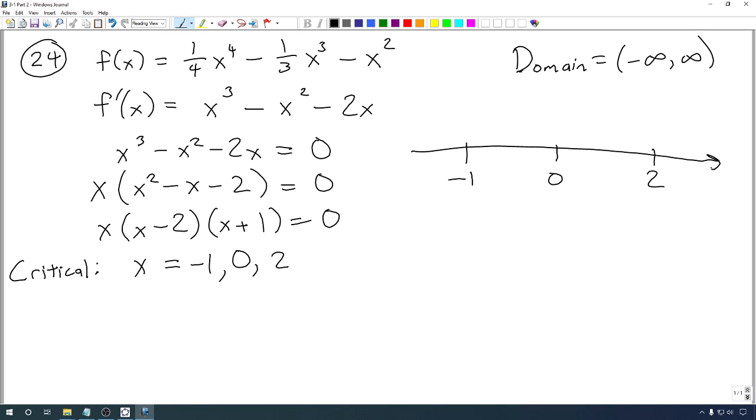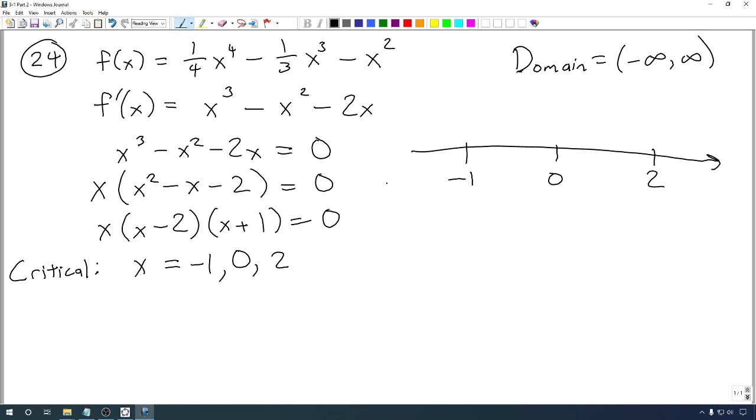Each of those sections, we're going to go ahead and pick a test point in the middle of it, somewhere in that portion of it. And we're going to take those test points and plug them into our derivative. Plug them into this formula here.